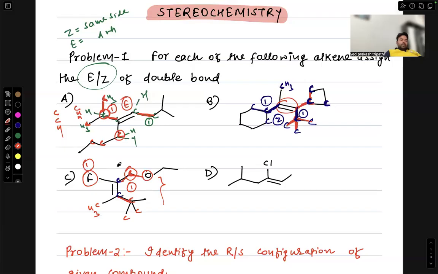Okay. So we can say both high priority groups are on the same side. So it would be Z. Make sense? You have to compare this and this. So it would be Z. What about D?